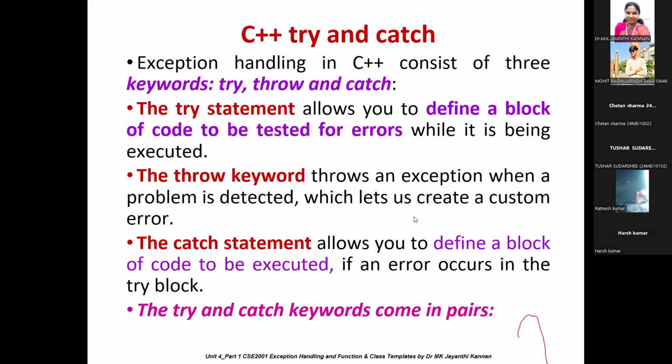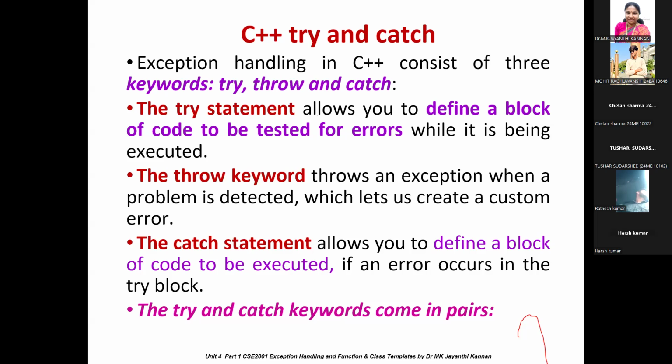In C++, we are using try and catch routines. Exception handling in C++ consists of three keywords to handle unexpected errors: try, throw, and catch. The try statement allows you to define a block of code to be tested for errors while it is being executed. While executing the program, if an unexpected situation happens, this may cause an error message.